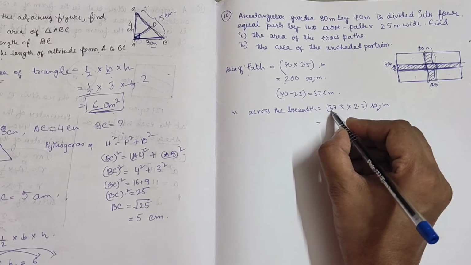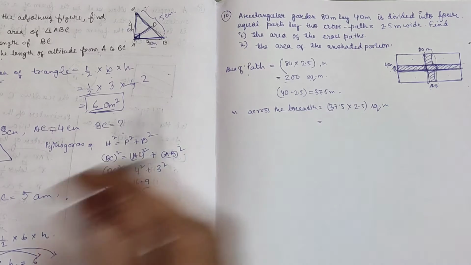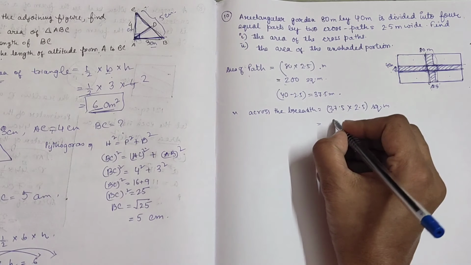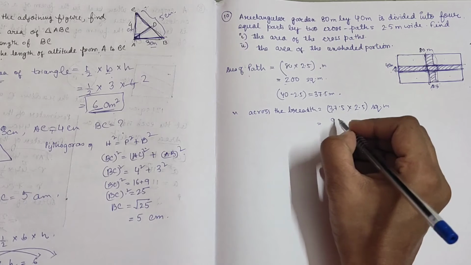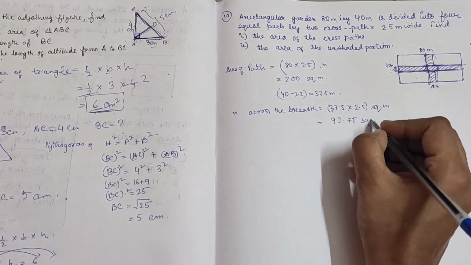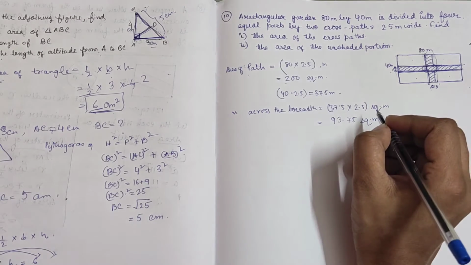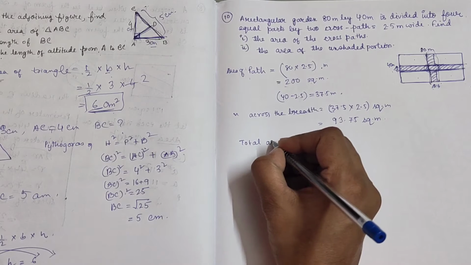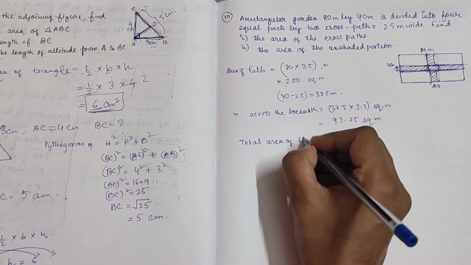So let's multiply 37.5 into 2.5. If I multiply 37.5 into 2.5, it will come around 93.75. Don't forget to write square meter. Now we will write total area of the path.